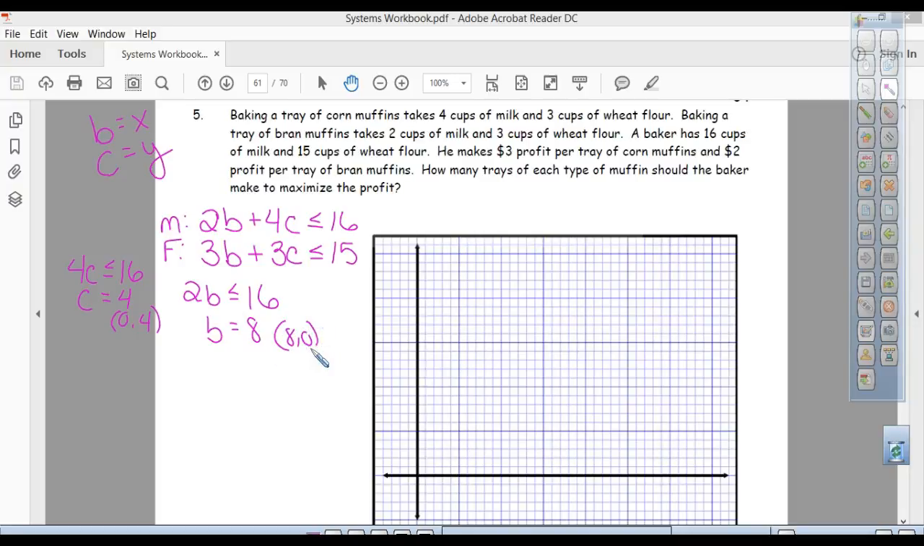8, comma 0. So when I'm labeling my graph this time, would you go by hundreds again? Probably by ones, right? So this guy can be 5. This guy can be 10. This guy can be 15. Same thing up here. 5, 6, 7, 8, 9. This one's 10. Alright, so 8, 0 is right here. Label him. 8, 0, super important to label. And 0, 4 is right here. Draw our line.